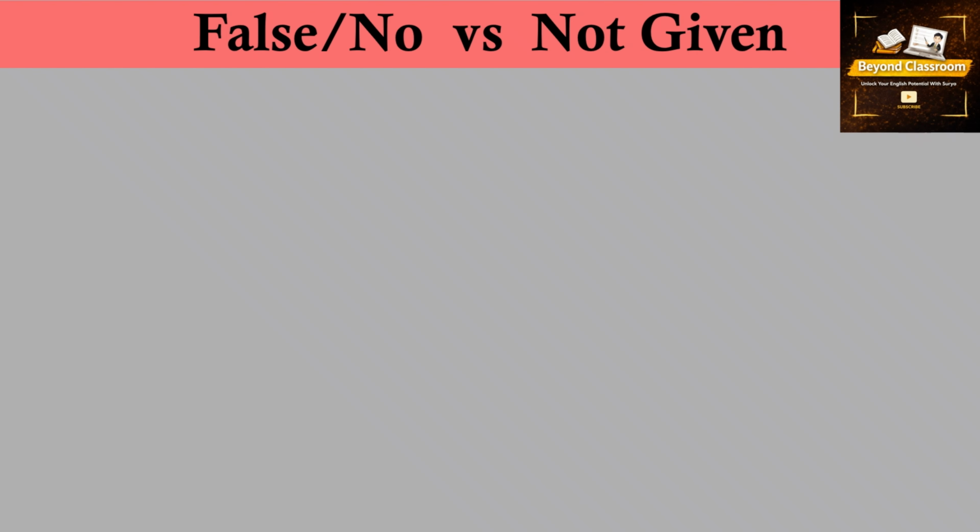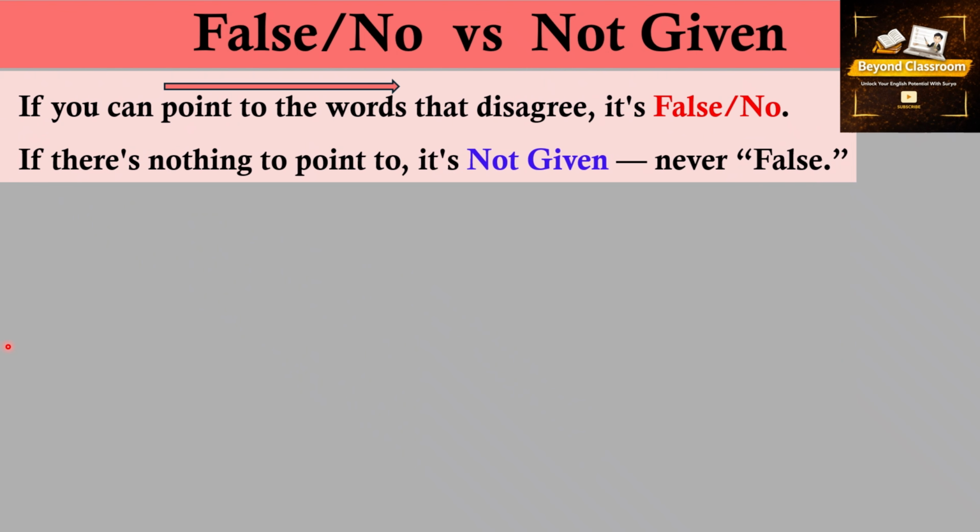You have now seen how to deal with the most common trap in IELTS reading. If you can point to the words that disagree, it's false or no. If the text is silent, it's not given. Not stated never means false. Carry that one simple test into your next practice test.